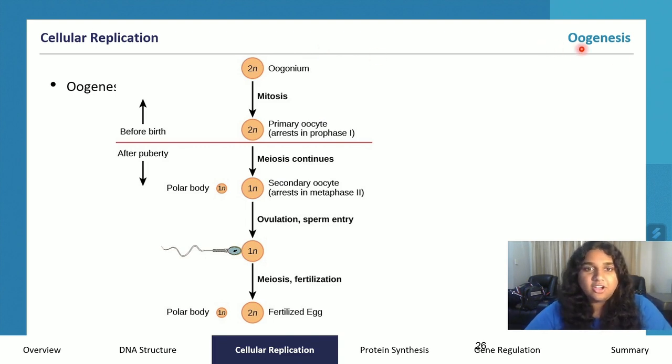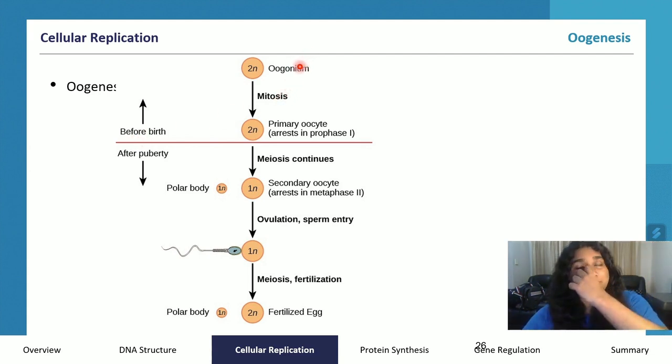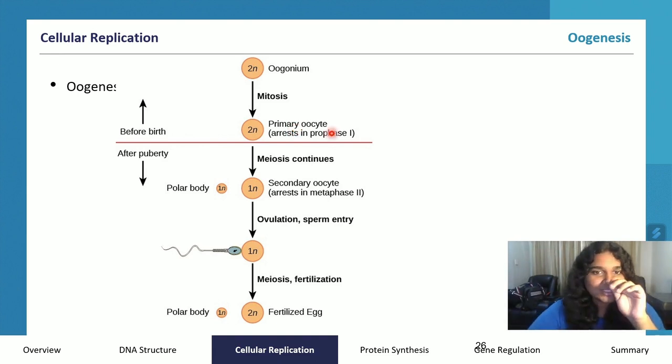Oogenesis, or the production of egg cells, is actually a lot more complicated. So before birth, all females will have a set number of eggs that are each 2N, called oogonium cells. And then through mitosis, all of their DNA will split into primary oocytes. However, this stays the same in prophase 1 until puberty hits and before the meiosis step can actually occur.